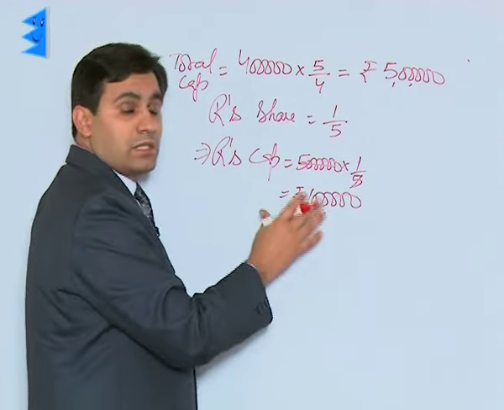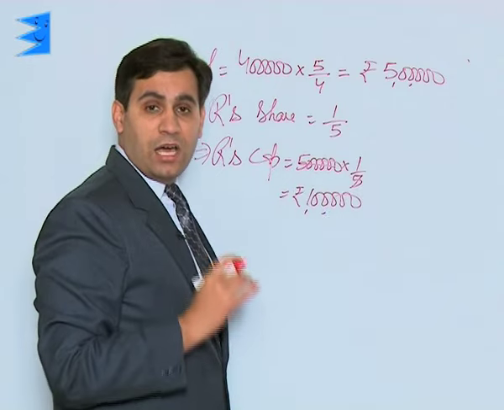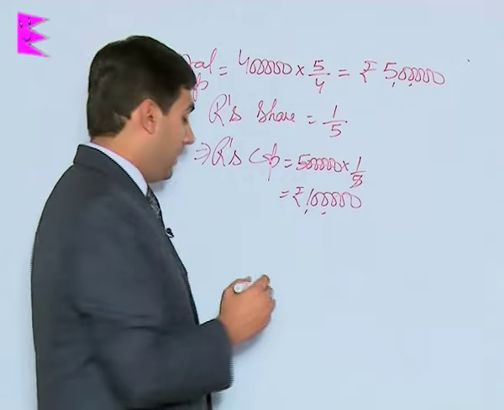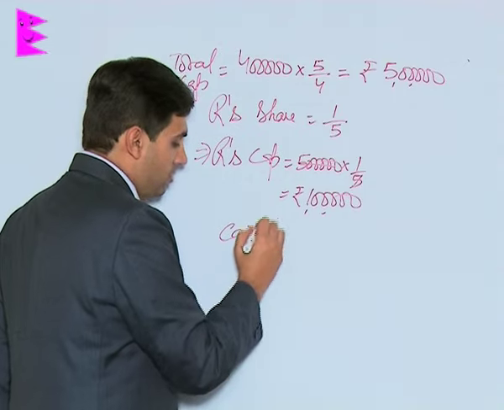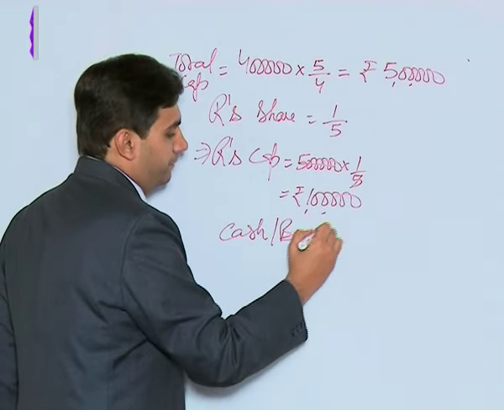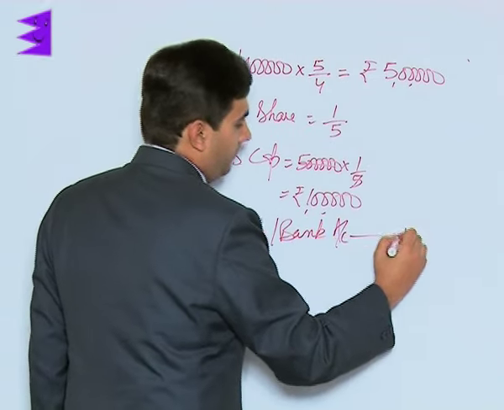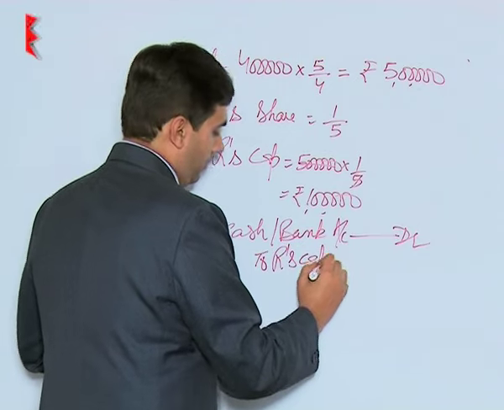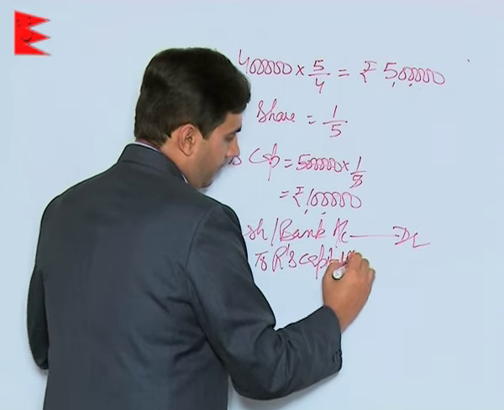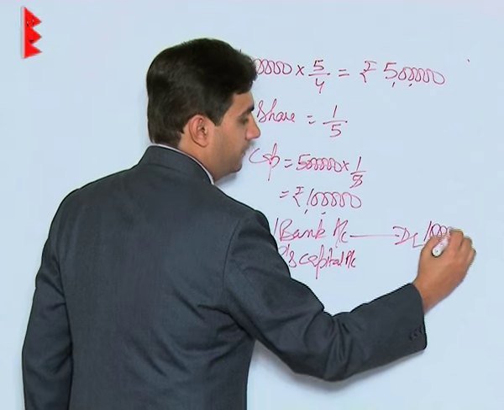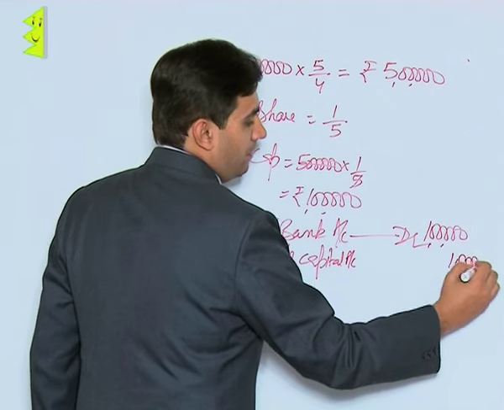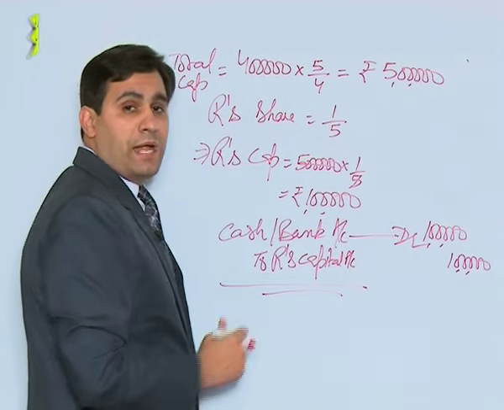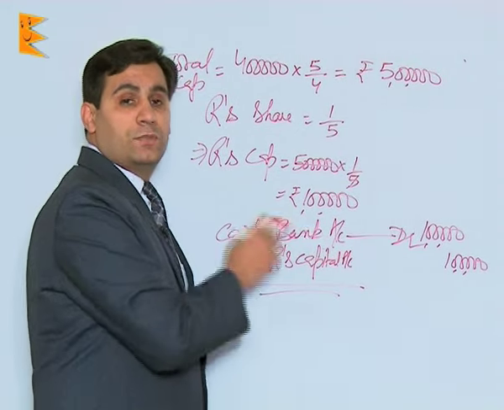So now students, it is very clear that R will bring in capital of rupees 1 lakh, and the journal entry for this can be cash or bank account debited to R's capital account 1 lakh. Remember, in case any information about premium is also given, you'll have to add that premium to this particular journal entry.